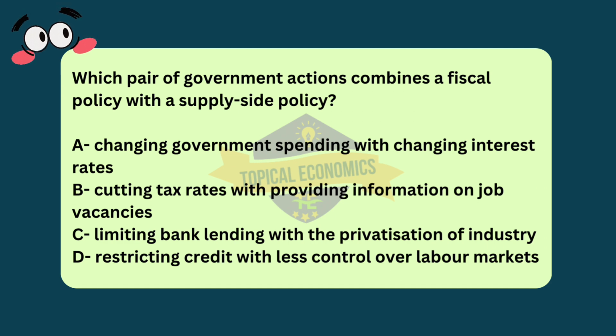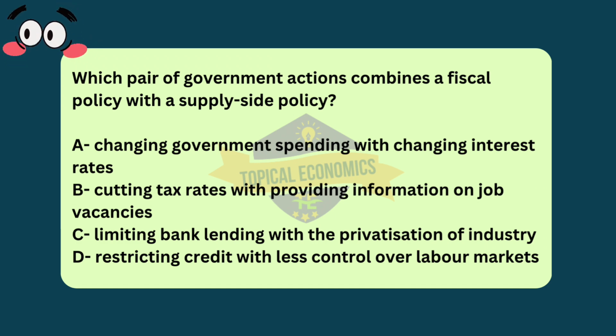Moving to question 15. Which pair of government actions combines a fiscal policy with a supply-side policy? A. Changing government spending with changing interest rates. B. Cutting tax rates with providing information on job vacancies. C. Limiting bank lending with the privatization of industry. D. Restricting credit with less control over labor markets. Reference, 2018 February-March version 2. The correct answer for this question is option B, cutting tax rates with providing information on job vacancies.